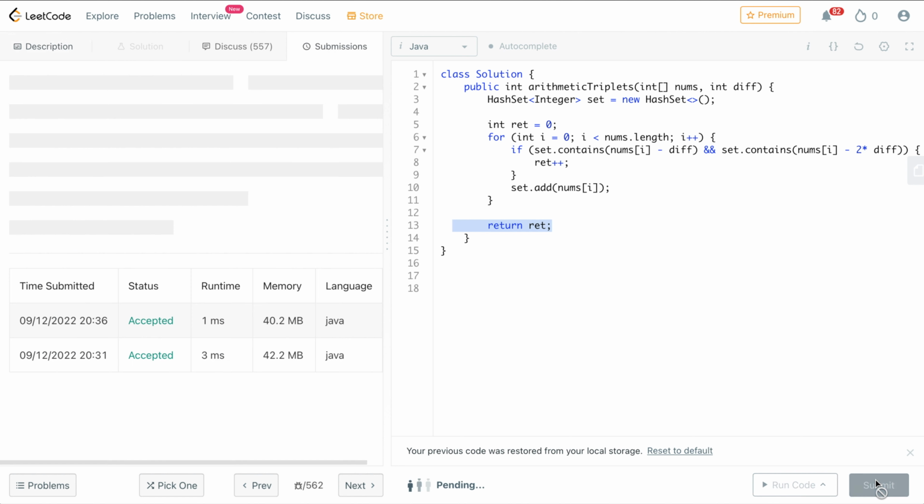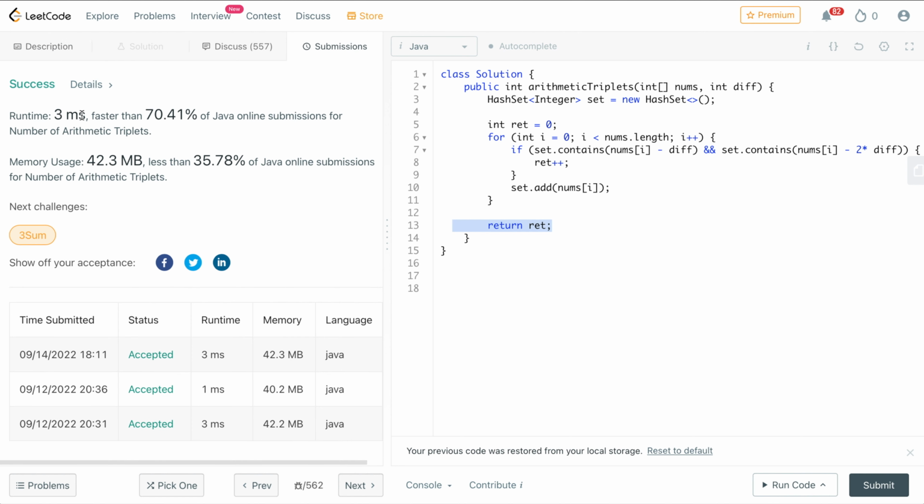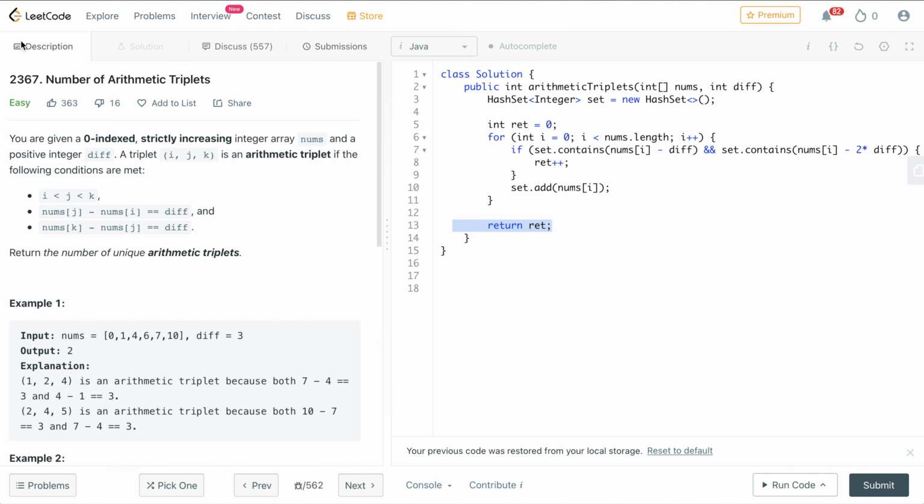So if I go ahead and submit this, you see that we pass it. So yeah, that is how you do this problem, y'all. And that's all I have for you.